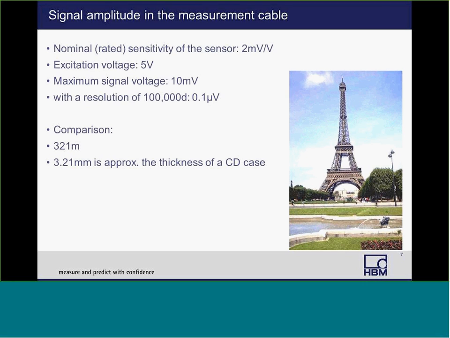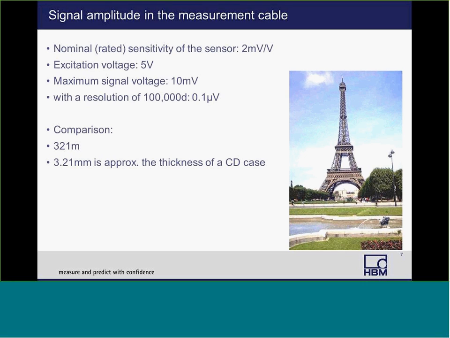If we look at a typical load cell that HBM supplies, they have a 2 millivolt output. At nominal rated force, there's 2 millivolts per volt. If we set our bridge excitation to be 5 volts, then we will get a maximum signal voltage from the load cell of 10 millivolts. So if we take an example, if we have a 100,000 digit resolution amplifier, that means we'll be able to resolve 0.1 microvolts.